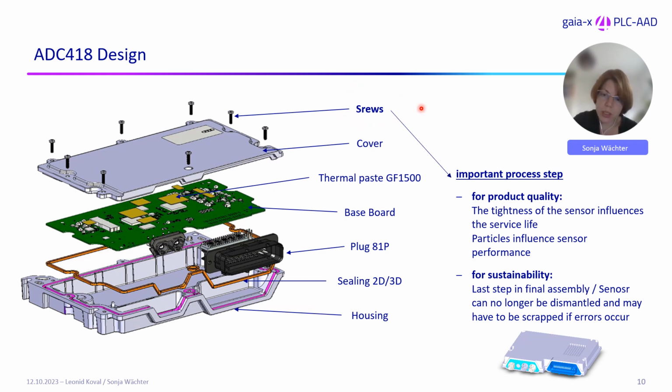This is an important process step. I already said that, and now why it is so important. First of all, it is important for the product quality, because the tightness of the sensor influences the service life, so the performance lifetime of the sensor. And on the other hand, particles that could be generated by the screwing process can also influence the sensor performance and generate shortcuts and failures.